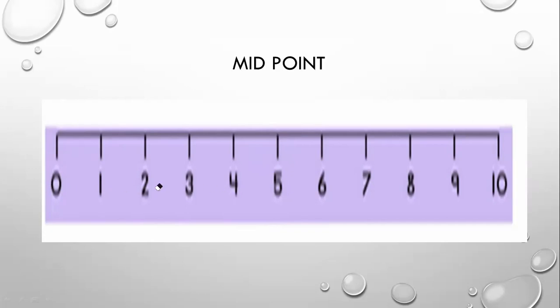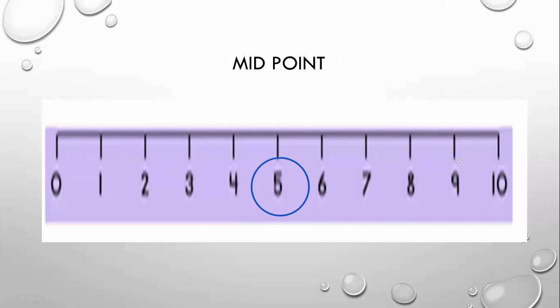So these are 5 numbers before the digit 5. And when we count here, 1, 2, 3, 4, 5. So 5 is in the middle. So we will say that 5 is a midpoint, or you can say 5 is a middle number, because here are 5 digits and here are also 5 digits. So 5 is the midpoint.